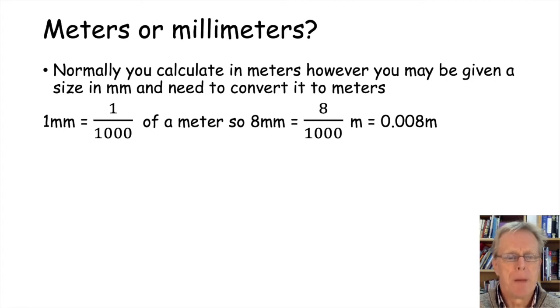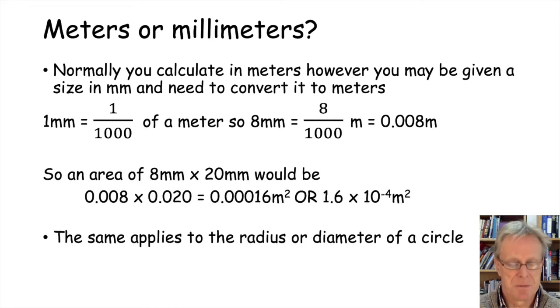Now going on to metres or millimetres. Normally you need to calculate in metres. So things like, as I say, pascals are newtons per metre squared. But often you're given a size in millimetres and it makes sense to convert it to metres straight away. Now, hopefully you'll remember that 1 millimetre is 1,000th of a metre. So 8 millimetres divided by 1,000 gives you 0.008 metres. So 8 millimetres equals 0.008 metres.